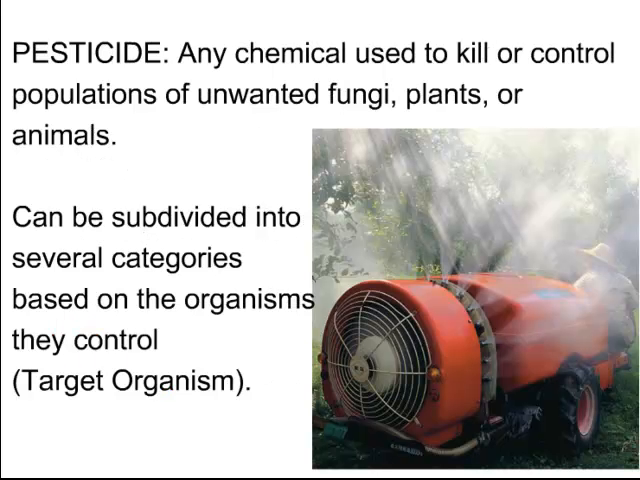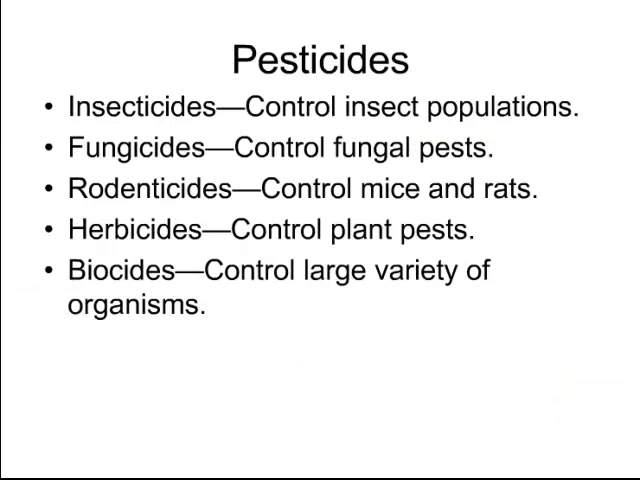A pesticide is any chemical used to kill or control a population of an unwanted organism. So pesticides are chemicals that try and kill some type of organism or prevent that organism from breeding. The organism they work on is called the target organism. Pesticides come in different types. Insecticides control insect populations. Fungicides control fungal pests. Rodenticides, the rodents, the mice and rats. Herbicides control herbs, the plants. And most of them can just be roughly grouped together in a group called biocides.